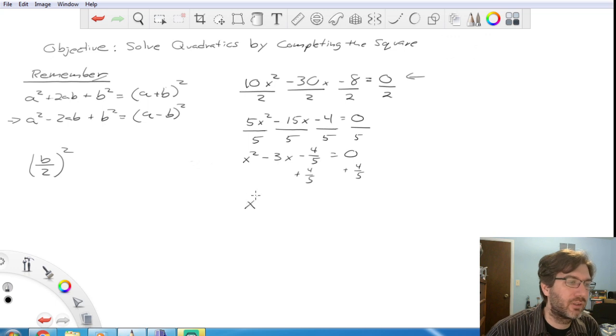And then I'm going to rewrite it x squared minus 3x. And in this case, I'm going to leave that spot blank because I have to complete my square and put that term in there. And 0 plus 4/5 gives you 4/5, so I just move the negative 4/5 over. And then I have to complete the square.